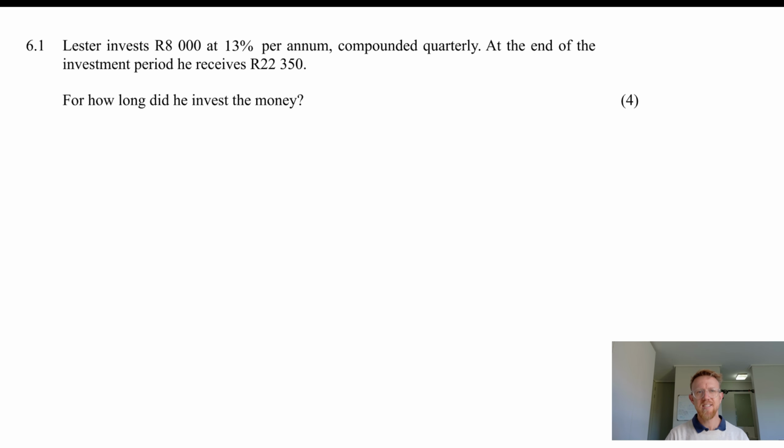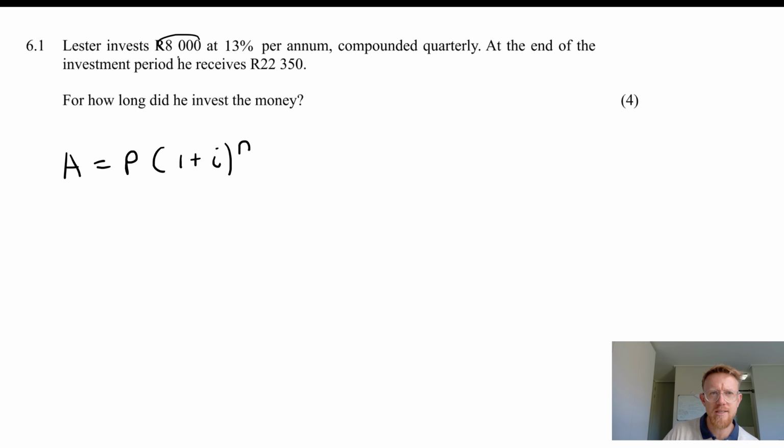Lester invests 8,000 Rand at 13% per annum compounded quarterly. At the end of the investment, he receives that amount. How long did he invest the money? So this is just a grade 11 kind of question, where we're just going to use the normal A equals P formula.